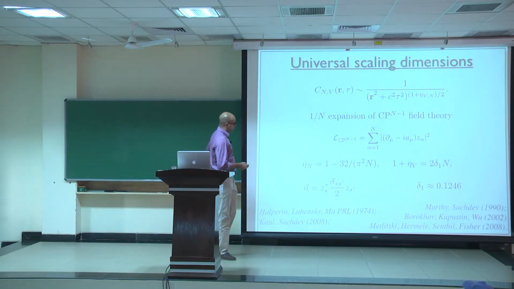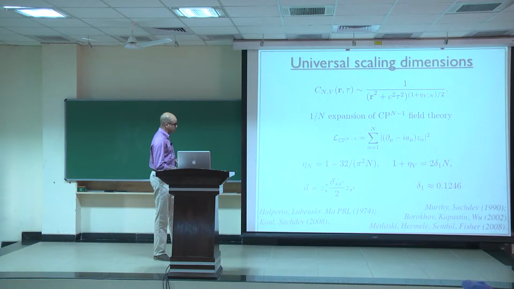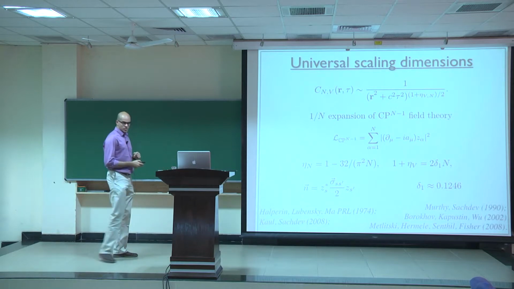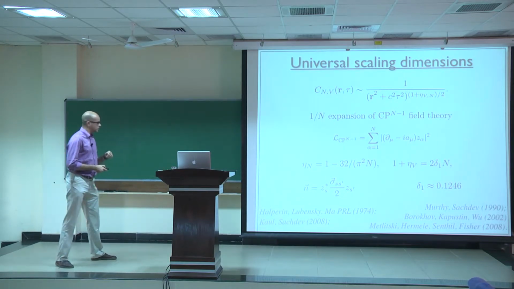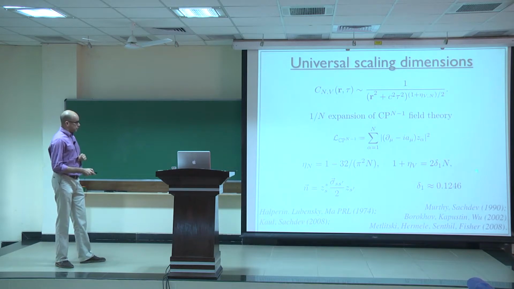Calculating the VBS scaling dimension is much more complicated because whereas the Néel operator in the CPN theory is just described as a bilinear of these Z fields, the VBS scaling dimension is described in terms of monopole operators of the gauge field. So I'll come and talk about this a little later in the talk. If this is unfamiliar to you, I'll explain a little bit about this. But it's possible to calculate this 1 plus eta in the large n approximation, and it's given by 2 delta 1 times n.